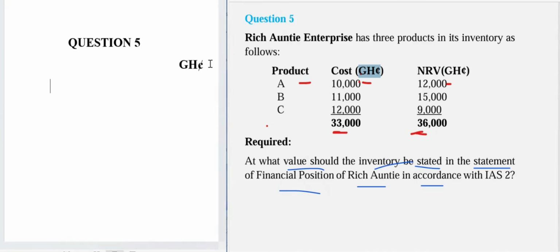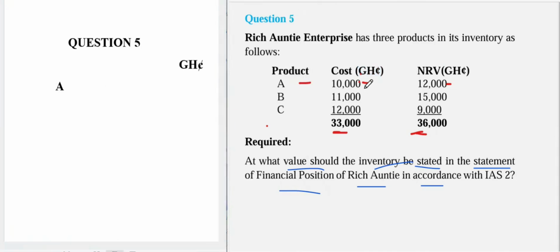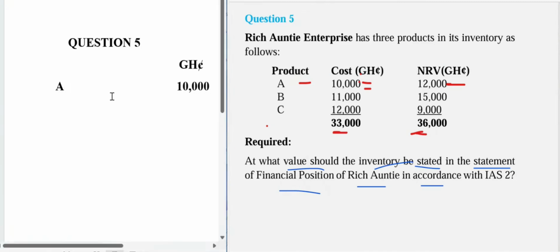Now let's continue. So we pick product A. What is the cost of A? 10,000. NRV is what? 12,000. So which one is the lower? The lower is 10,000, and that's what we are going to pick as the value of the inventory. You can see we are doing it on a line-by-line basis, because we are picking each inventory and then valuing it.